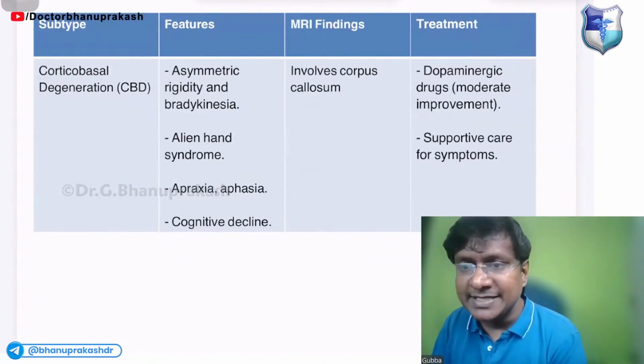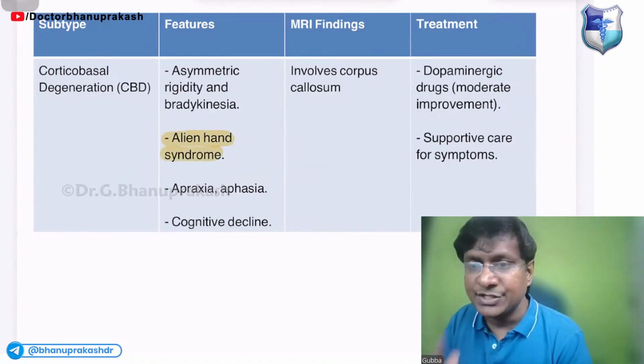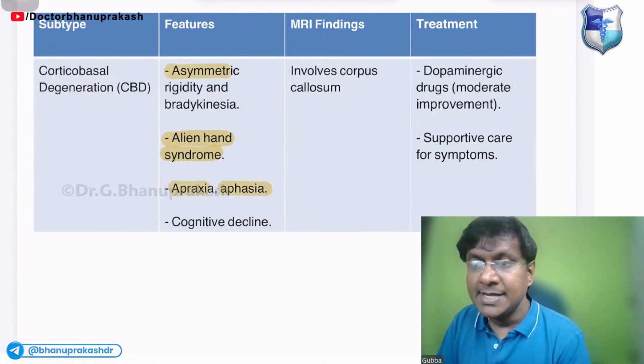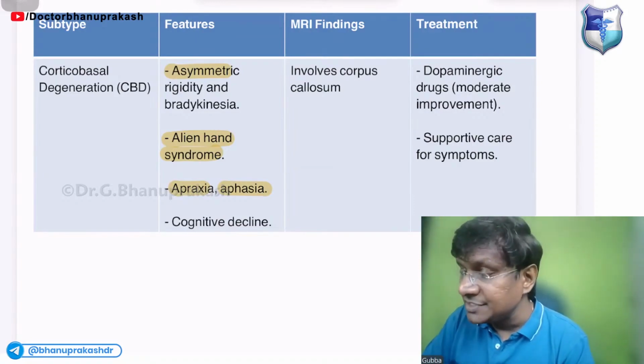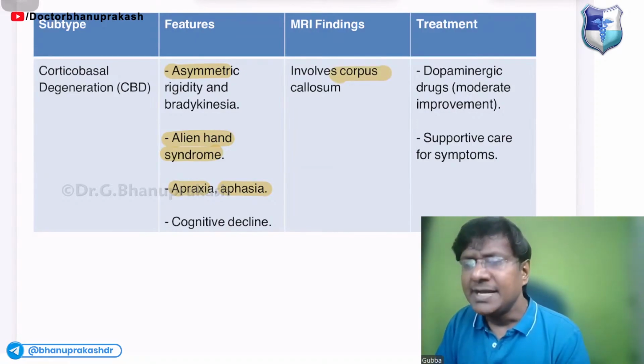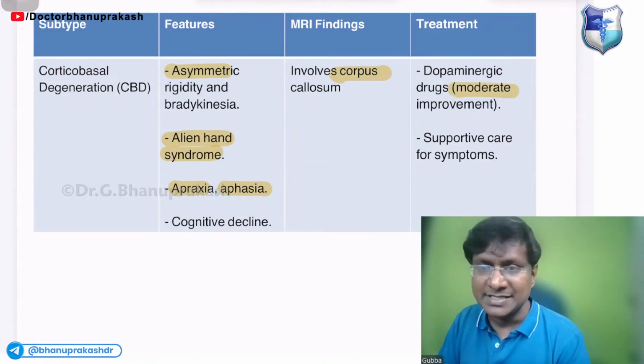In corticobasal degeneration, the characteristic finding will be alien hand syndrome. Apart from this, asymmetrical rigidity, apraxia, as well as aphasia will be there. If you do an MRI in patients with corticobasal degeneration, it will show damage to the corpus callosum. Will there be any improvement with dopamine agonist? Moderate improvement will be there in patients with corticobasal degeneration.